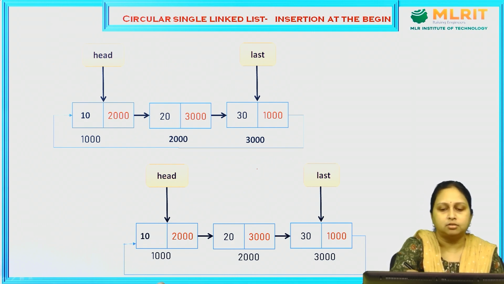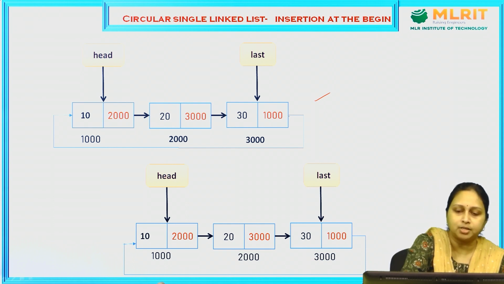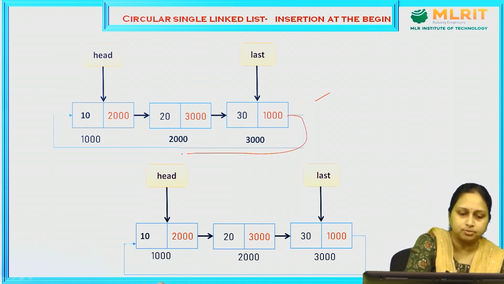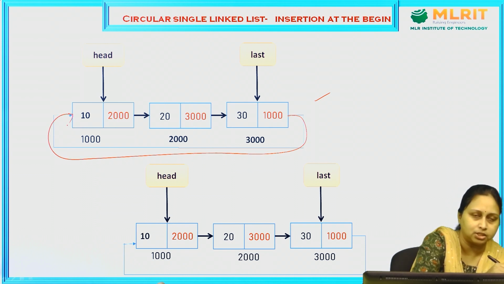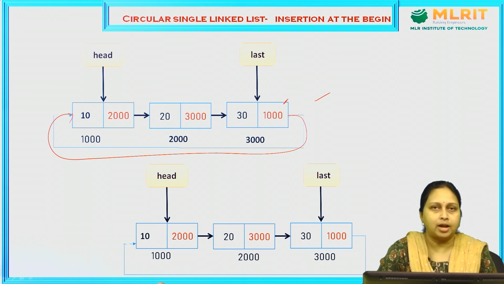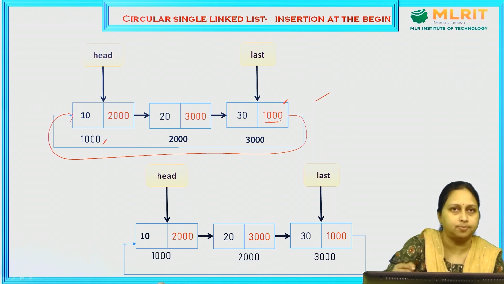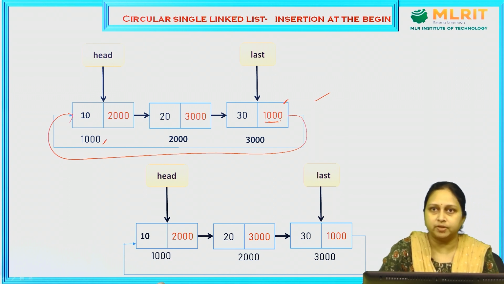Consider this is a list with 3 nodes, and here it is a circular single linked list representation, where the last node's address part is going to store the head address. Right, that is why we are storing 1000 here. Check the previous video where we discussed the circular single linked list, so that you will know how to create and display all the elements in the circular single linked list.